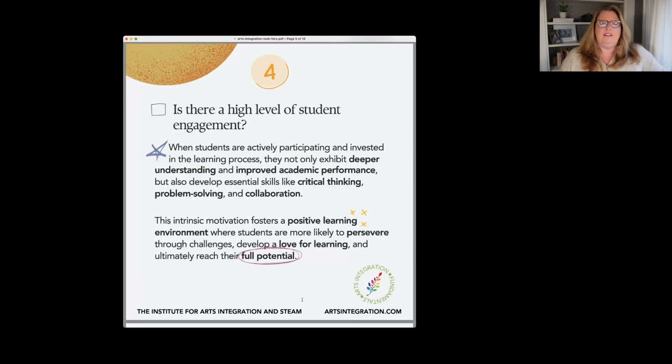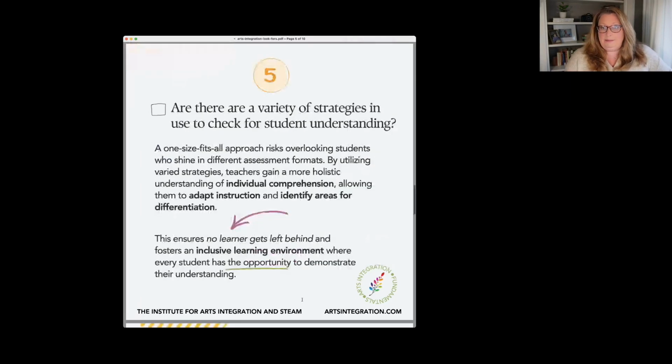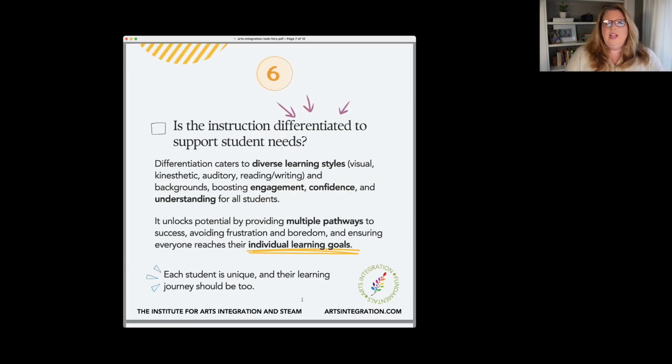Is there a high level of student engagement going on? Or if I'm looking at a lesson plan, is there an opportunity for that to be happening? Are there a variety of strategies in use to check for student understanding? So, right, a one size fits all approach doesn't work. We learned about that a couple of weeks ago with Carol Tomlinson, when we were talking about differentiation. So this is how that naturally embeds in an arts integrated lesson. So we're looking for that differentiation of strategies and tools from your toolkit.